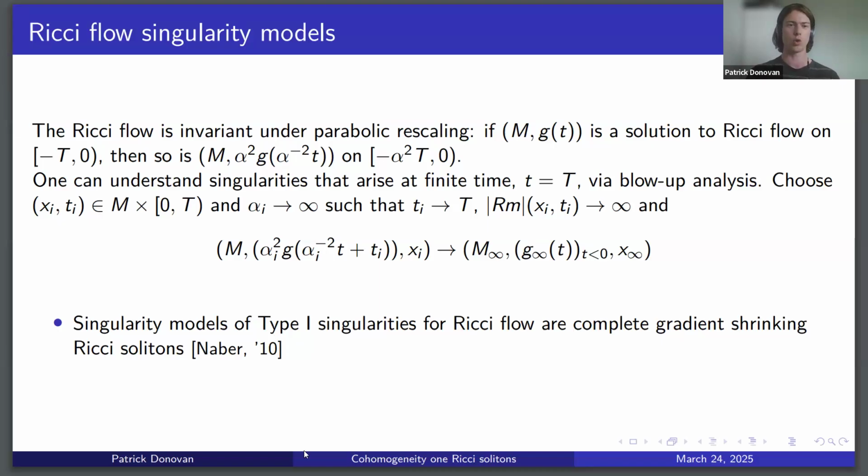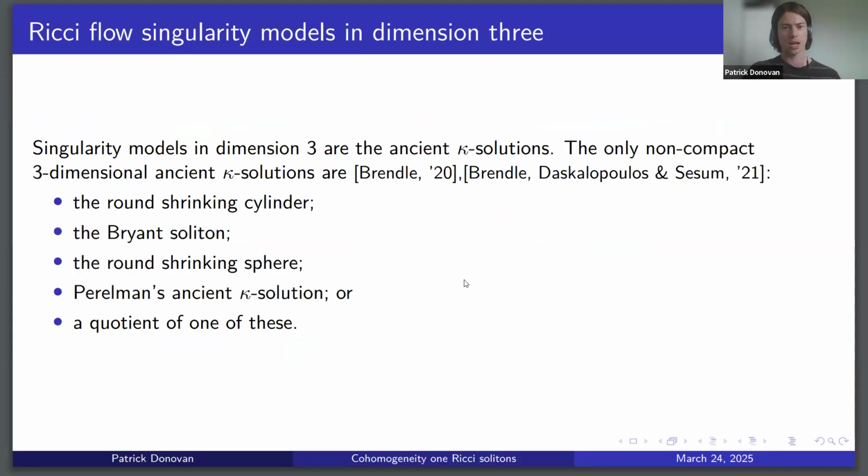I mean, in dimension 3, we can actually say a lot more because these things have been studied a lot. So in dimension 3, singularity models are actually ancient kappa solutions, whatever that means, that doesn't matter. Okay, this shouldn't say non-compact. All the three-dimensional ancient kappa solutions are known thanks to the great work of Brendle and his co-authors in his second paper. We know that these things are exactly the round shrinking cylinder, the Bryant soliton, the round shrinking sphere, Perelman's ancient kappa solution, or some quotient of these things. So we've actually got quite a small list, and understanding what these things are allows us to kind of remove them and continue the flow.